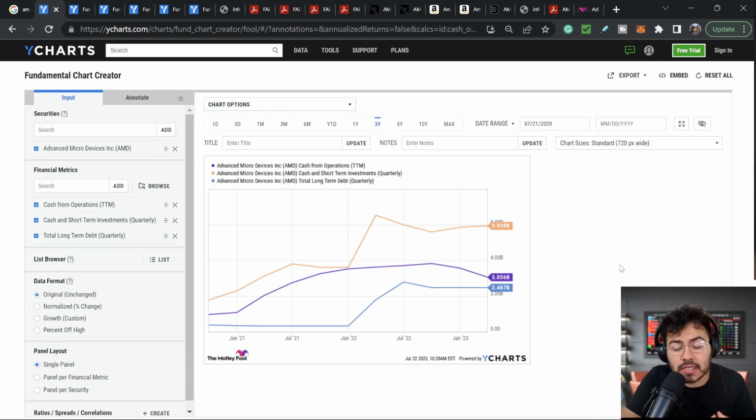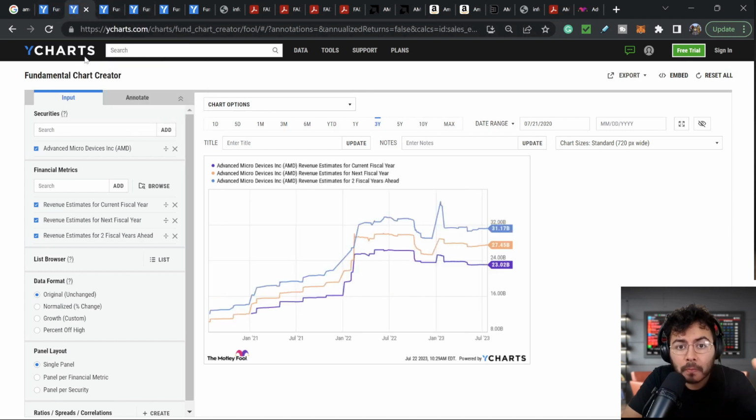Cash and short-term investments, this company has roughly $6 billion ready to go. I wouldn't be surprised if we start to see some smaller acquisitions from AMD or some stronger buybacks. I believe maybe more acquisitions in the near future, smaller companies for AMD to increase some of their semiconductor opportunities. But overall, we can see financially this company is stable, with positive cash flow and a lot of cash and short-term investments compared to its overall debt.